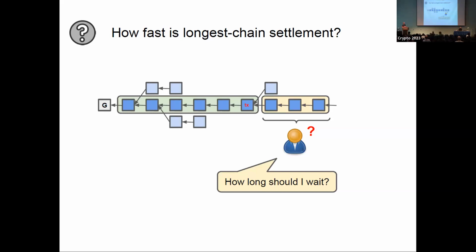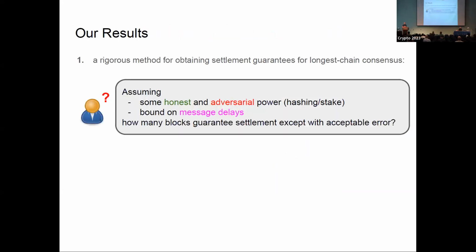If there is a transaction in the longest chain that I see, how many blocks should I see on top of the block carrying this transaction to rely on it, that this transaction will remain in the ledger forever, except with some acceptable error probability? This is exactly the problem that we look at in this paper. We provide a rigorous method for obtaining settlement guarantees for both proof of work and proof of stake longest chain consensus, under the assumption of a particular honest and adversarial power, be it hashing power in proof of work or stake in proof of stake protocols, and under the assumption of some bound on message propagation delays.